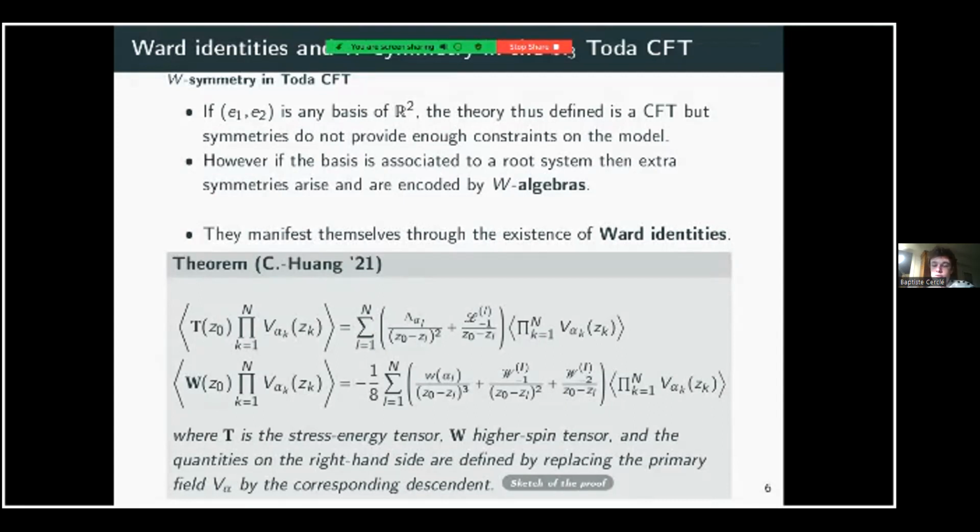The thing is, if you want to do the same for W, in the SL3 Toda CFT there is also another holomorphic current, the W higher spin tensor. And if you want to reproduce the same scheme, then you have a Ward identity, but this Ward identity involves W descendants. So you see W minus one and W minus two.